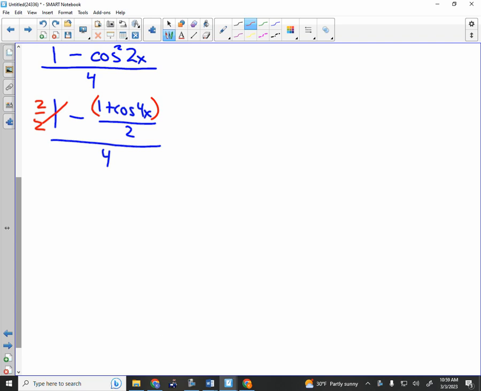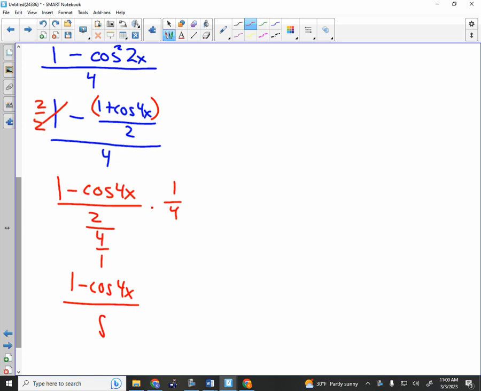2 minus 1, 1. And then is it going to be plus cosine of 4x or minus cosine of 4x? Minus cosine of 4x. What is that denominator now? 2 over 4 over 1. Multiply by the reciprocal, and so I get 1 minus cosine of 4x all over 8. That's the answer.